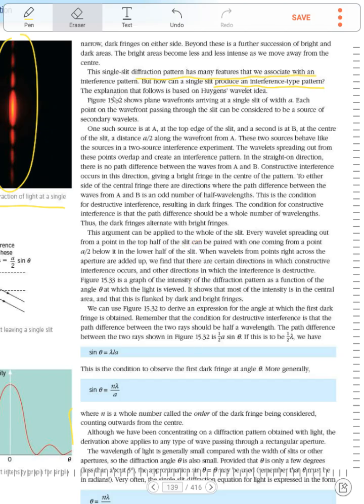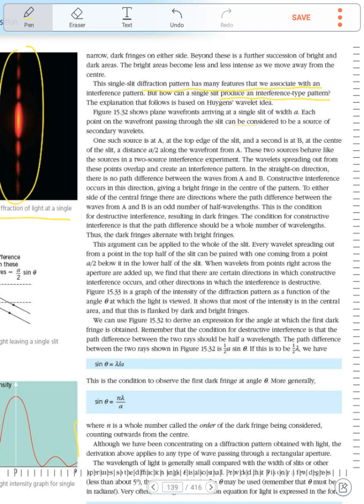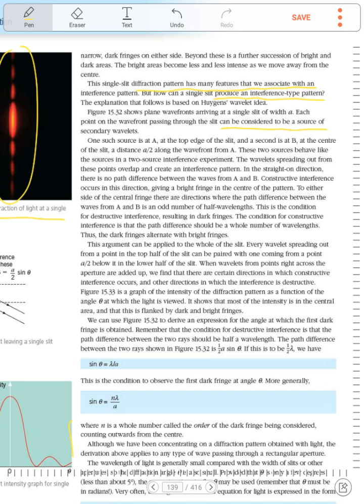This is a question in an external exam. The explanation that follows is based on Huygens' wavelet idea. The figure shows plane wavefronts arriving at a single slit of width a. Each point on the wavefront passing through the slit can be considered to be a source of a secondary wave.